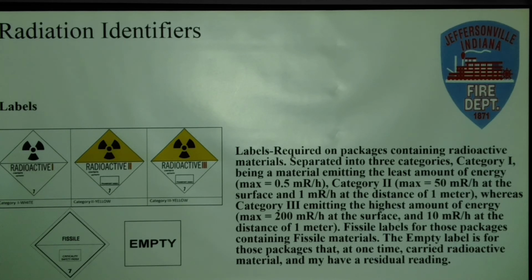Now, physical labels are for those packages containing those physical materials used in nuclear activities, whereas an empty label is for those packages that at one time carried radioactive material and may have residual readings.